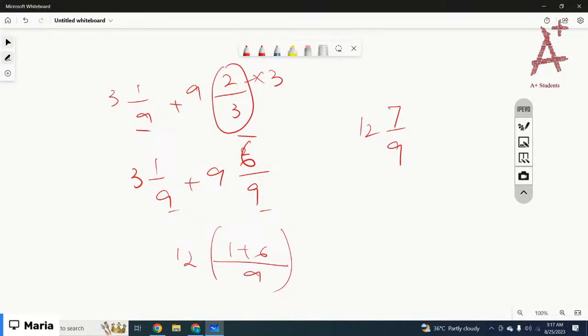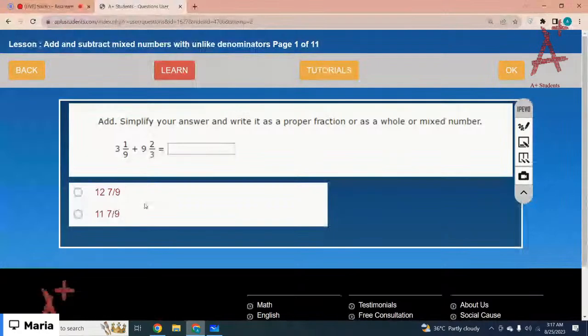So it is 12 whole 7 over 9. Option number 1 is the correct option, right?